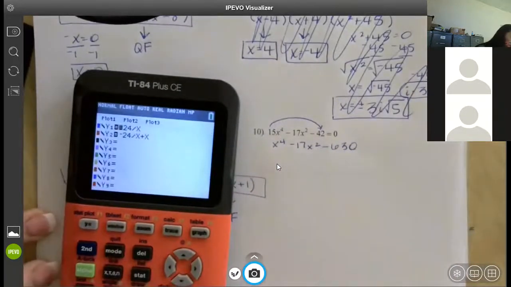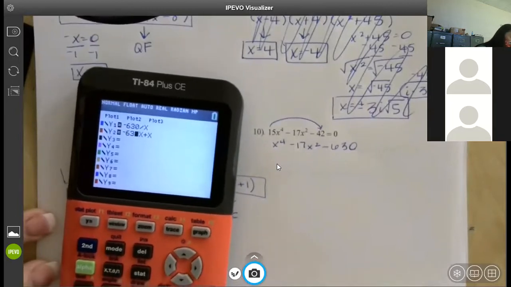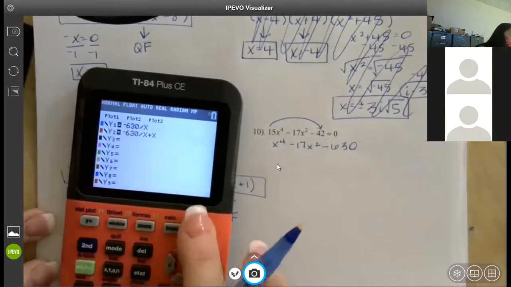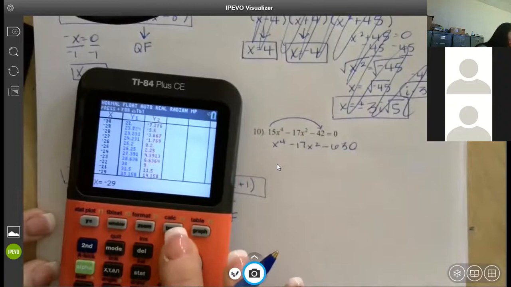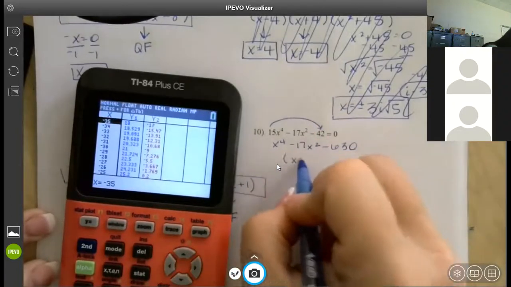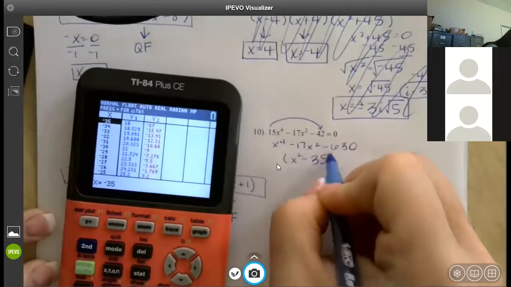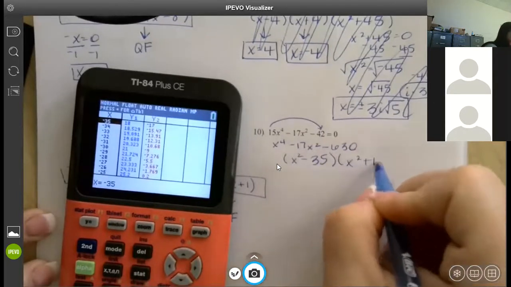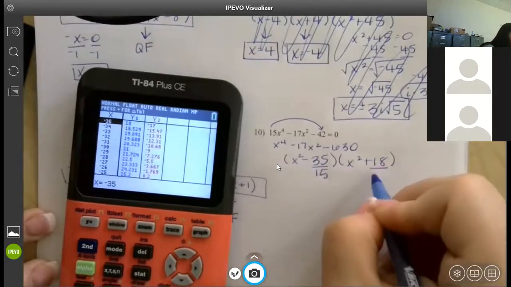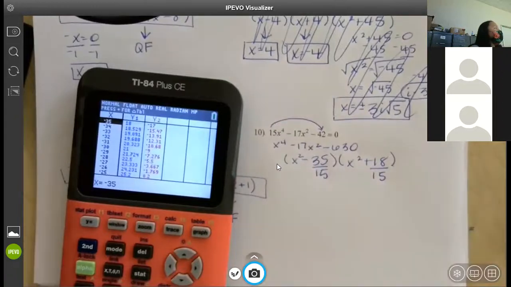Factors of negative 630 that add to negative 17. We get x squared minus 35, and x squared plus 18. I did slide. This is where I screwed up. Make sure you divide. Okay, so I did not do that on the last problem. I'm admitting that I made that mistake. That's fine. You're probably going to make that mistake at some point.